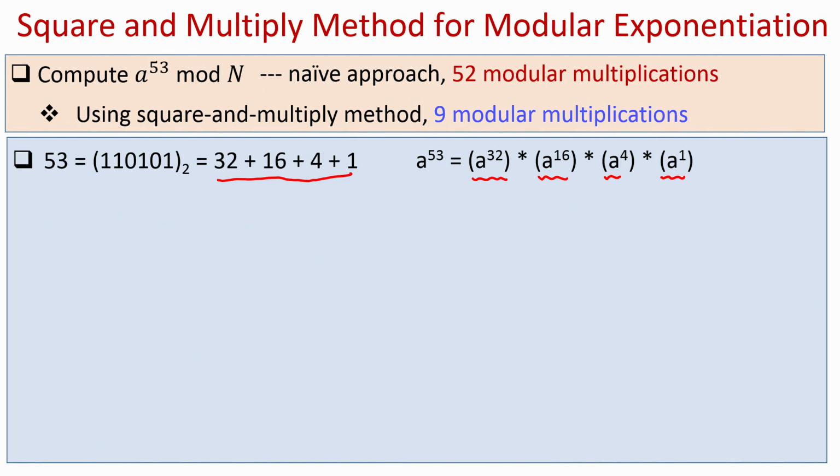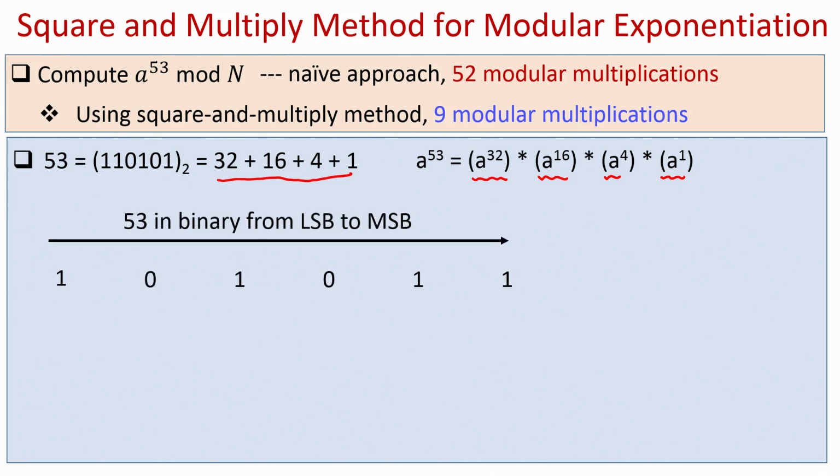So, the idea behind the square and multiply method, as the name suggests, is that in each iteration we will compute the successive powers of a. That means we will start with a to the power 1 and then go to a square, then from a square to a to the power 4, then from a to the power 4 to a to the power 8 and so on. Then, selectively depending upon the current bit in the binary representation of the exponent, namely 53 in this case, we will decide whether to accumulate the current power of a or not, and that is why the name square and multiply.